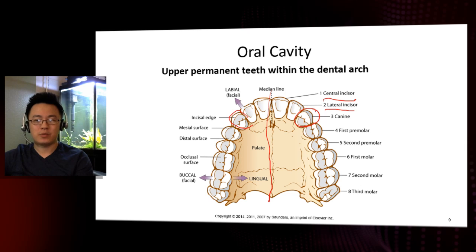After the canine teeth, we have the first premolar, and then you have the second premolar, and then these three portions here will be known as the molars. We definitely have the first, the second, and then the third molars here as well.